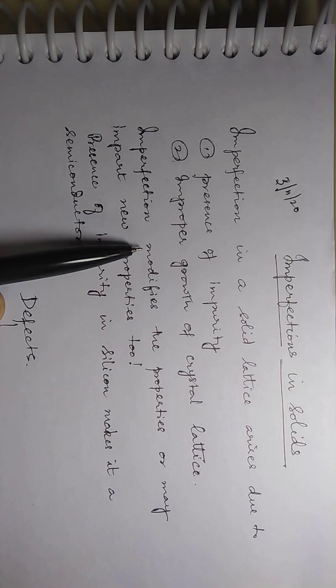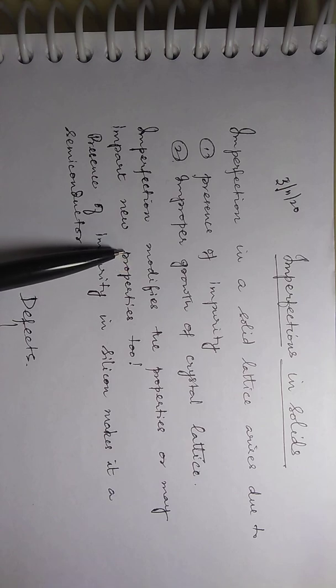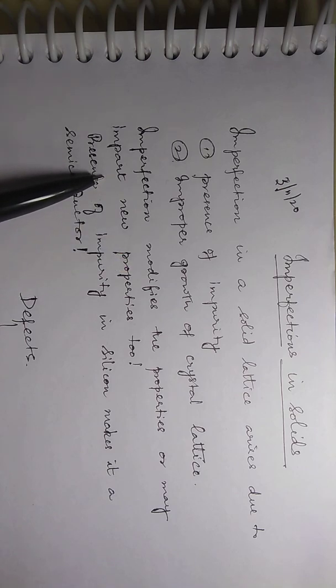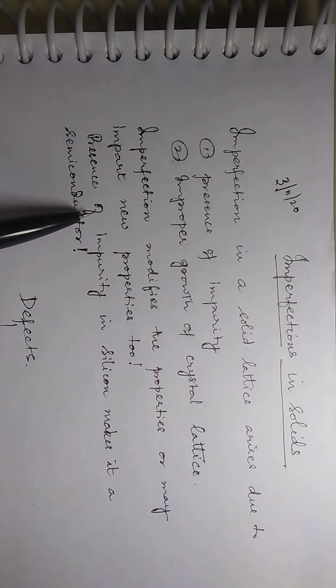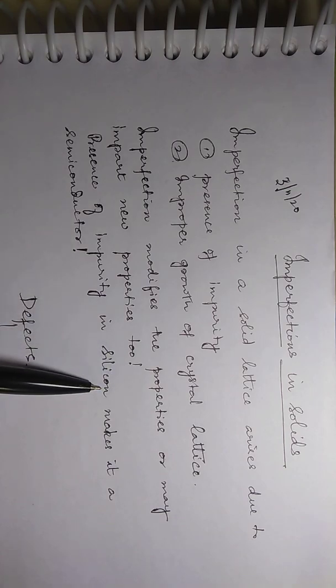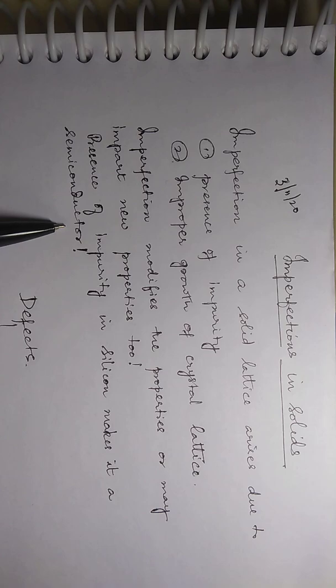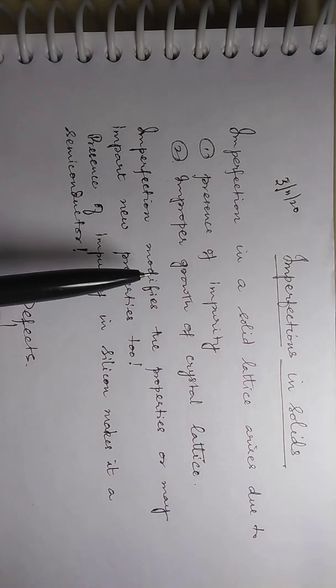Now what is the result of this imperfection? It modifies the properties or it may impart some new properties also. For example, I can give you presence of impurity in silicon, which is otherwise an insulator. Because of the presence of impurity, it becomes a semiconductor. Is it not? So there is a big advantage also due to the presence of impurity in a particular substance.